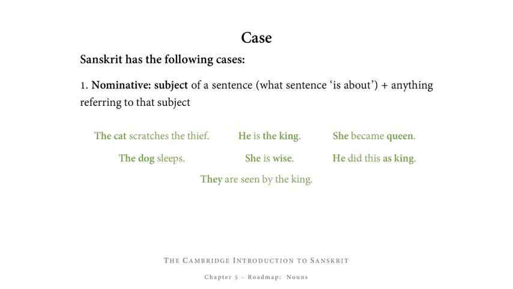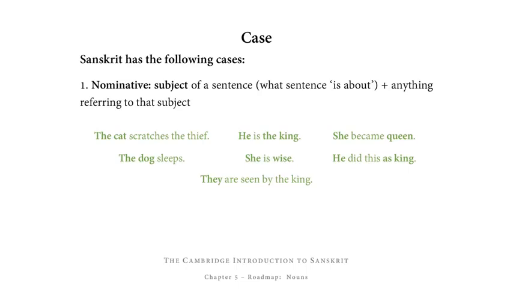Let's thus look at the exact cases that Sanskrit has. There are 8 of them. And the first one in the traditional way of listing the cases is the so-called nominative. The nominative is the case of the subject of a sentence, i.e. what the sentence is about, and of anything that refers to that subject. The cat scratches the thief. The cat is the subject, it's the thing that the sentence is about. The dog sleeps. The dog is the subject. Again, the cat and the dog would therefore be in the nominative.